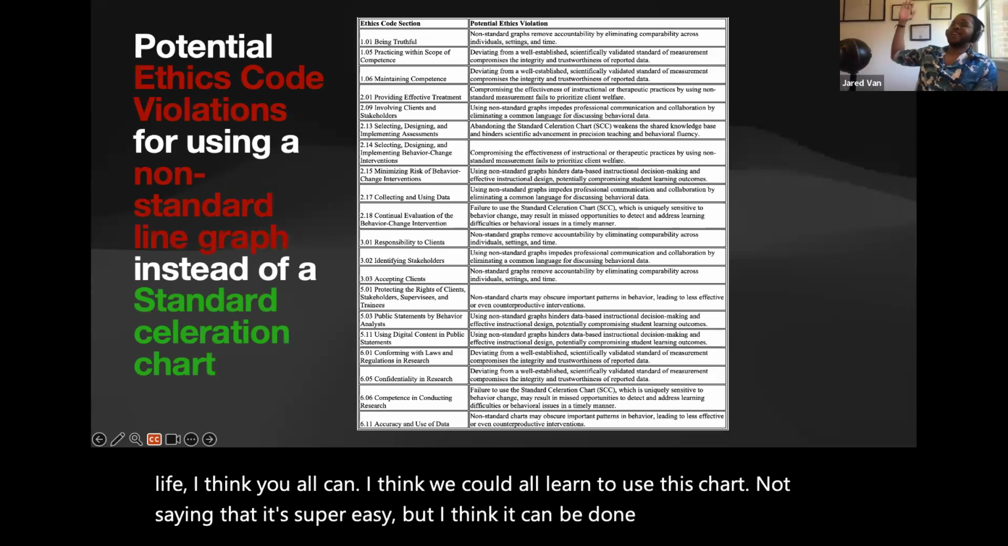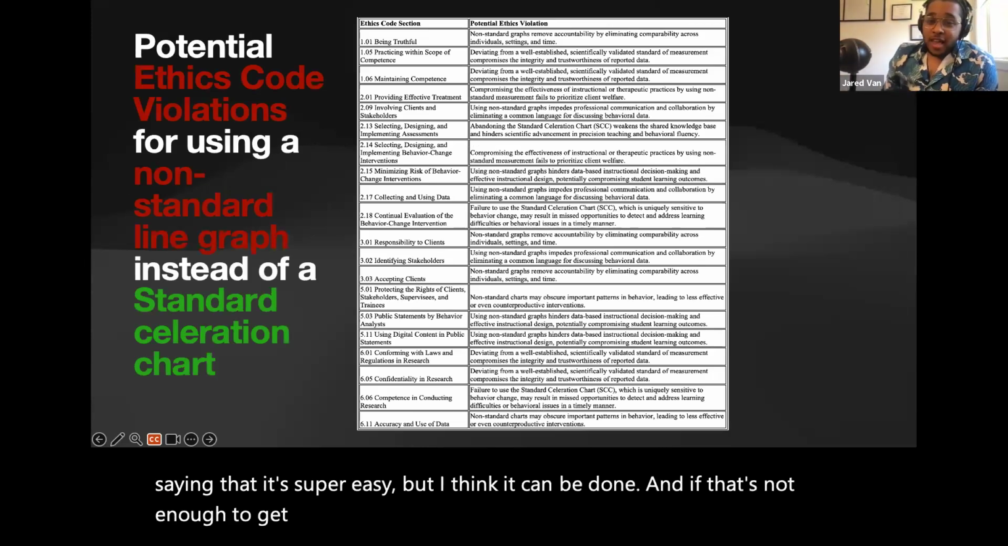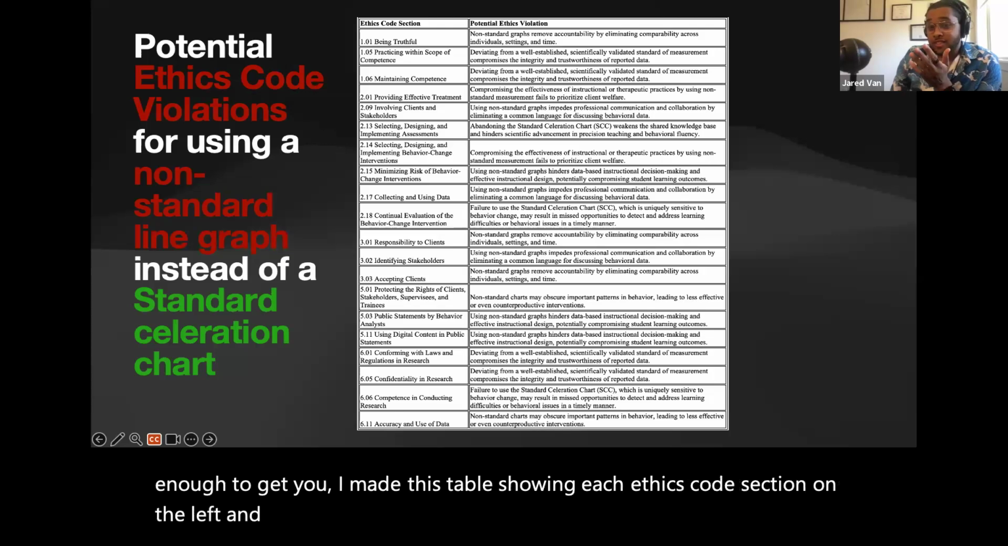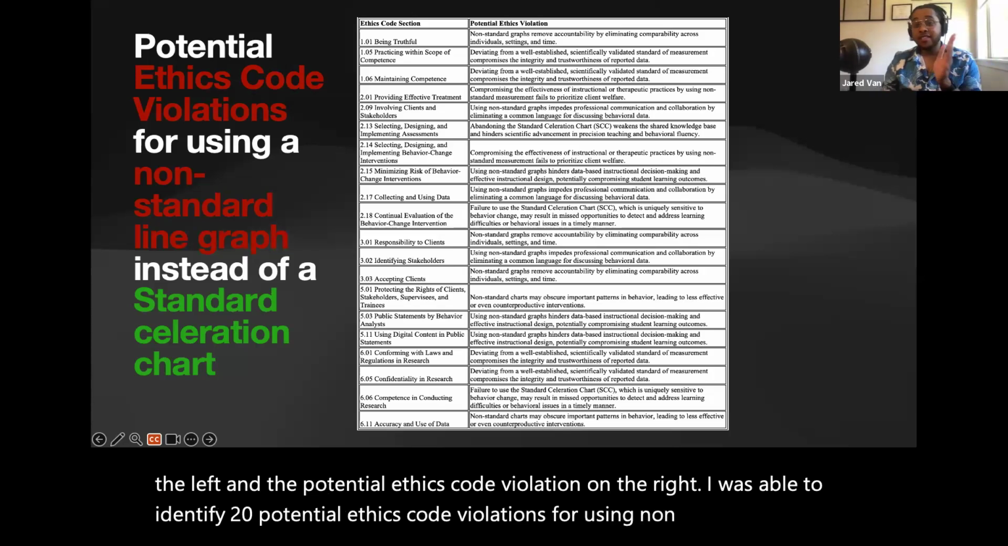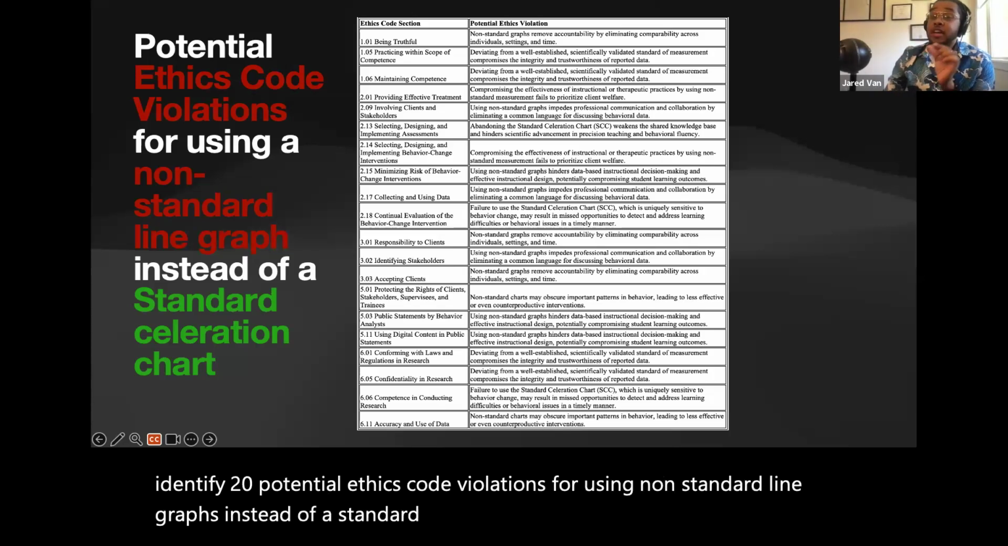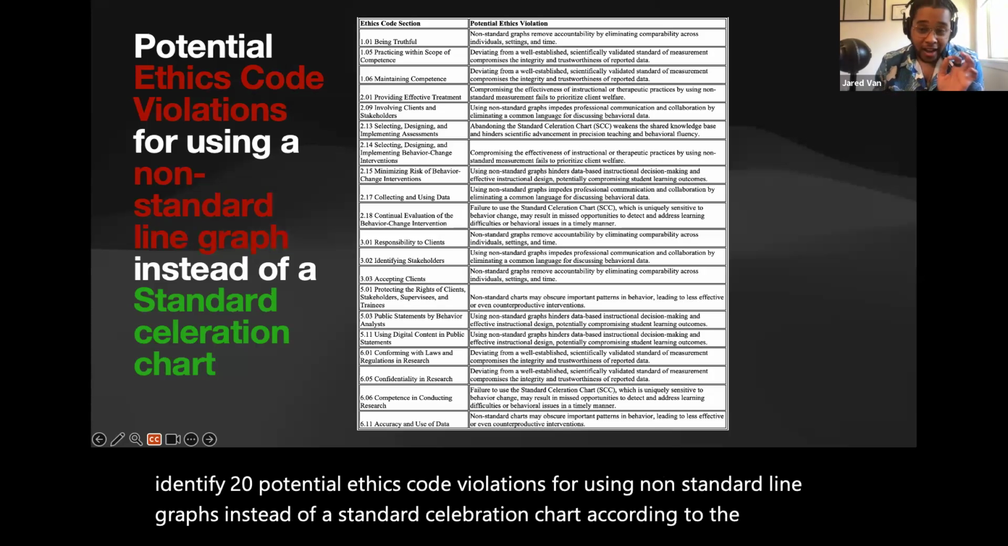And if that's not enough to get you, I made this table showing each ethics code section on the left and the potential ethics code violation on the right. I was able to identify 20 potential ethics code violations for using non-standard line graphs instead of a standard acceleration chart, according to the BACB's own guidelines.